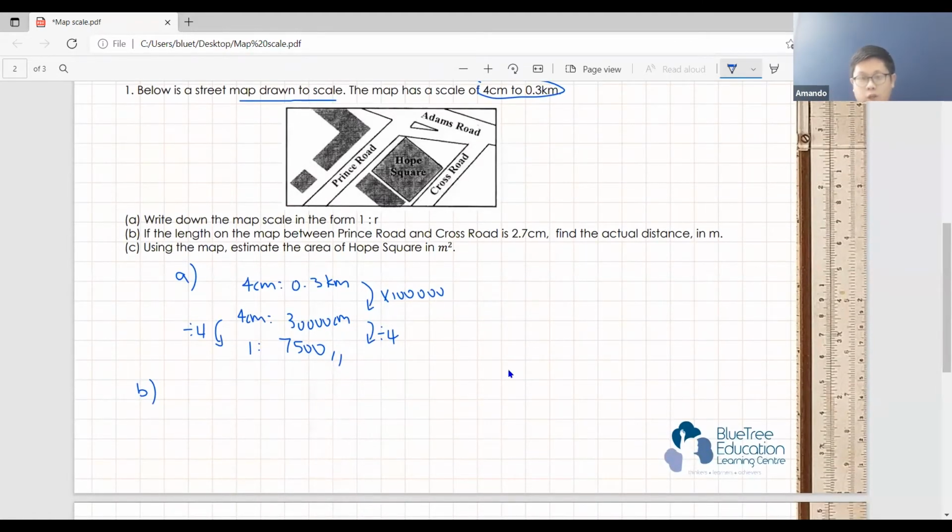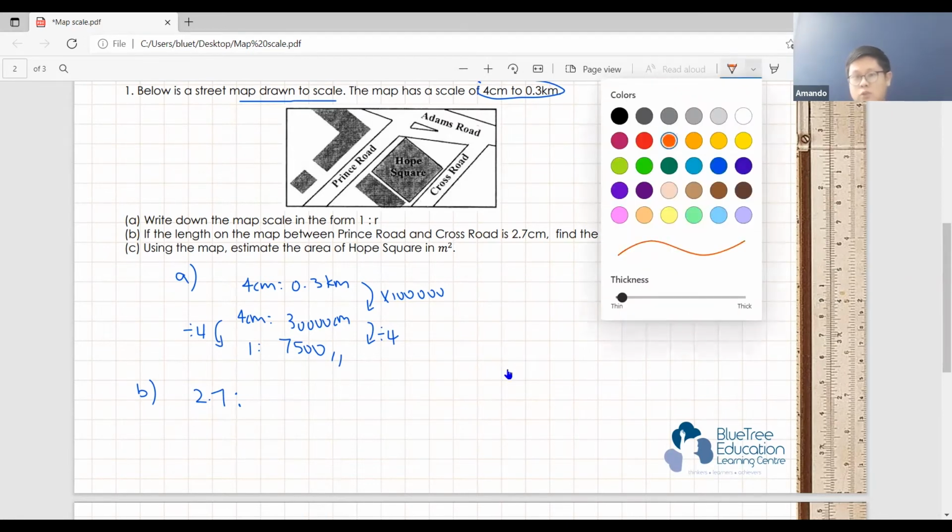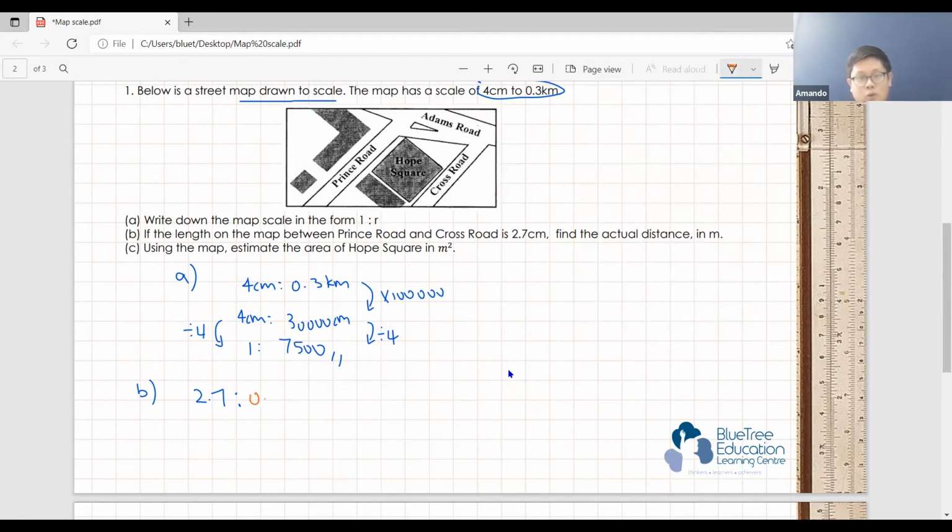All right, and you are going to use the map scale in question A to continue. Some of the students immediately will put in 2.7, and then they will mix it with some of the numbers here. Perhaps they will throw in 7,500, or maybe they will put in 0.3 km for some reason that I don't understand. Like, why do you link to that number? The question didn't say so, right? In fact, for the 2.7 cm, you do not know the actual distance on the actual field. That's what you're supposed to find out.